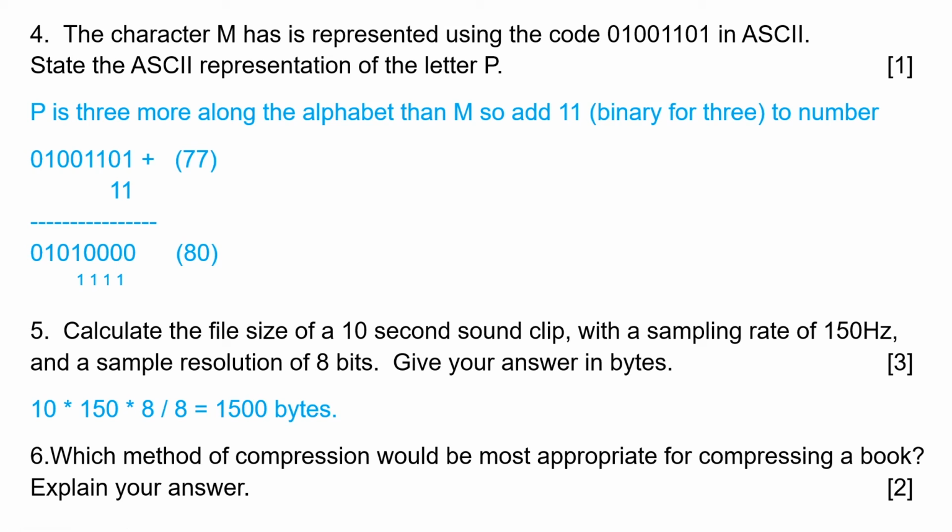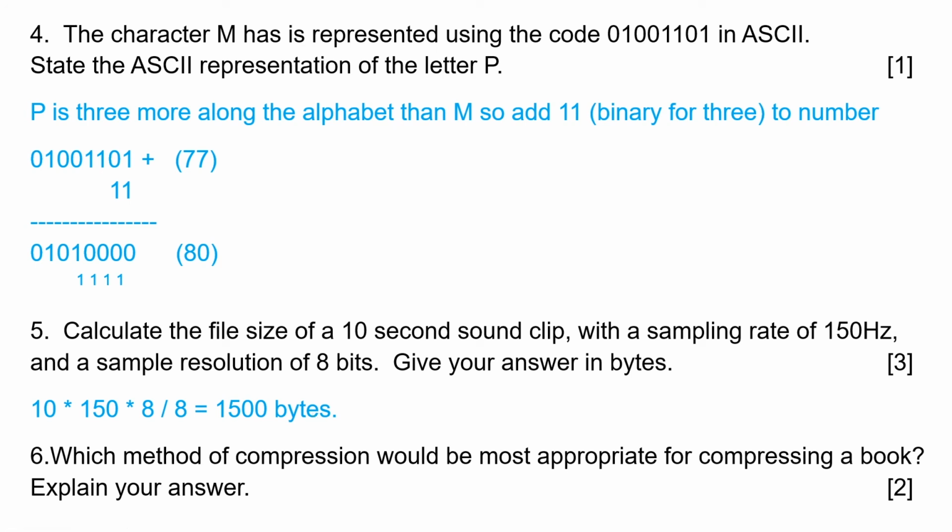Question number 5. Calculate the size of a 10-second sound clip with a sampling rate of 150 and a resolution of 8 bits. Give your answer in bytes, not bits. So remember, it was length of the clip multiplied by the sampling rate multiplied by the sampling resolution. 10 times 150 times 8, and then we turn it into bytes. So to go from bits to bytes is divide by 8. But I'm just going to do it right there. So 8 divided by 8 is 1, so it's just 10 times 150, which is 1500 bytes.